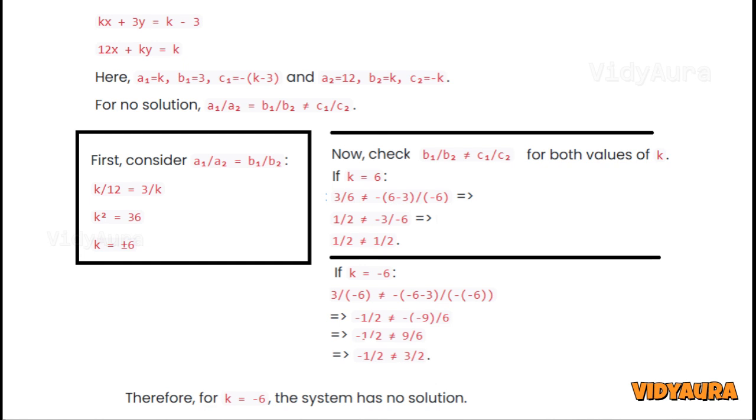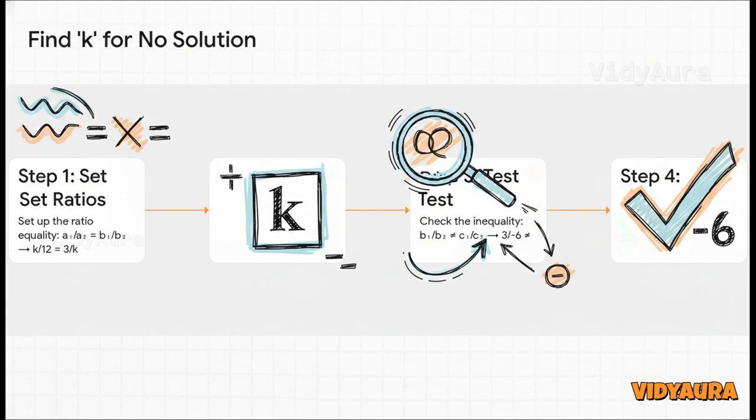Yes, it absolutely is. So k equals negative 6 is our answer. Just so you know, if you tested k equals positive 6, you'd find both ratios equal 1/2, which would give you infinite solutions. The only answer for no solution is k equals negative 6.